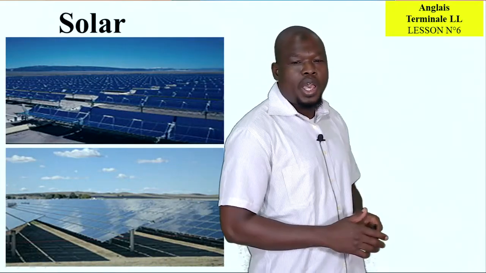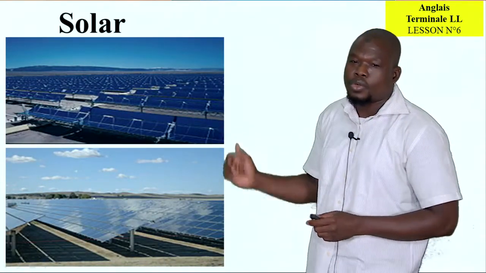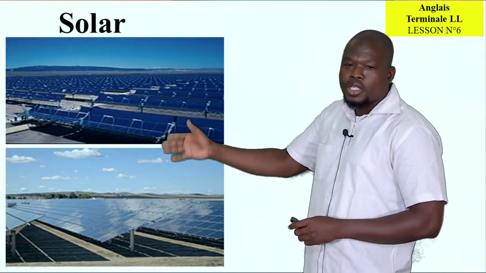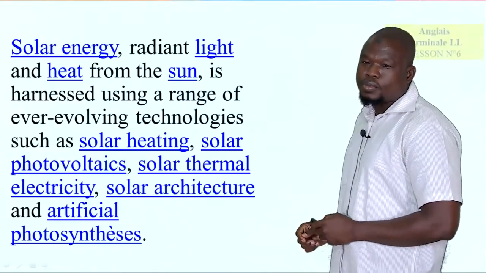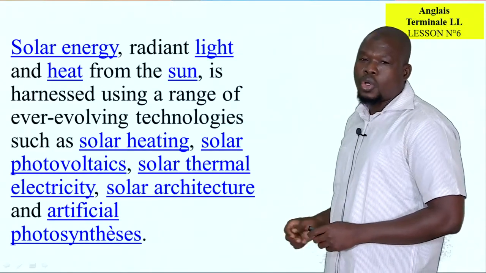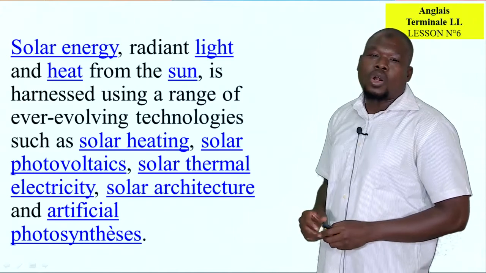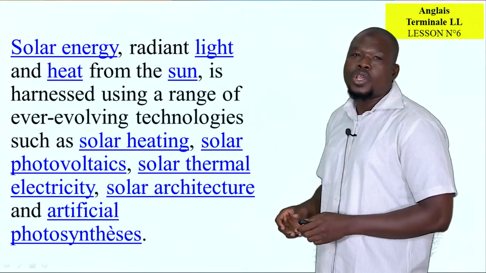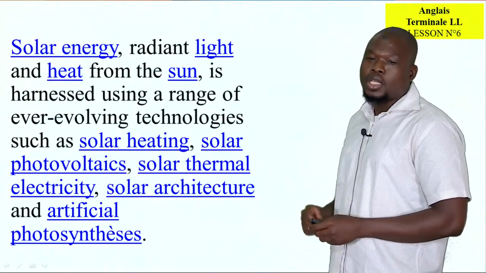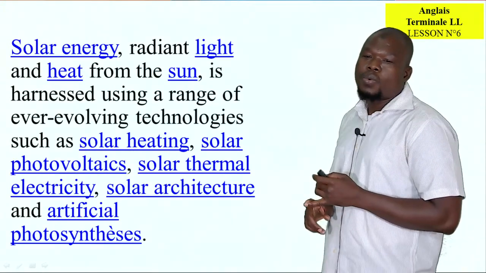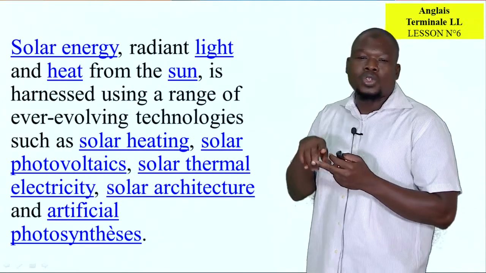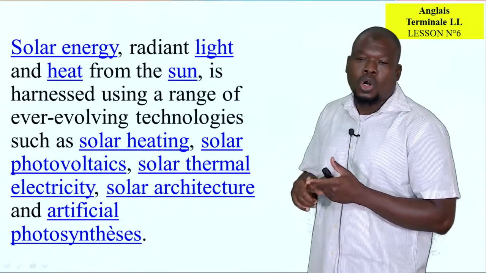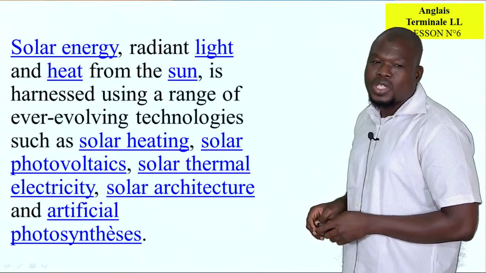The second one, we have the solar that we have here. We have the plates which harness the sun power and transform it into electricity. So to talk about the picture we saw there, the solar energy or radiant light and heat from the sun is harnessed using a range of ever-evolving technologies, such as solar heating, solar photovoltaics, solar thermal electricity, solar architecture, or artificial photosynthesis.